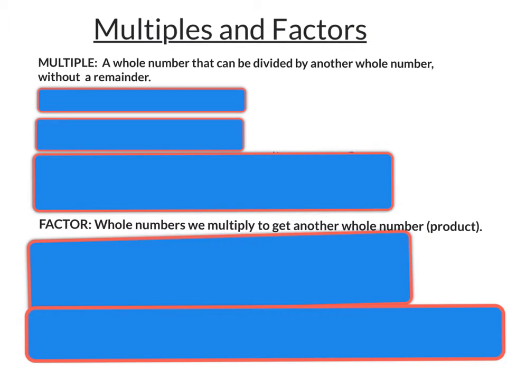Today we're going to be talking about multiples and factors. The multiple of a number is a whole number that can be divided by another whole number without a remainder. A factor is a whole number we multiply with another whole number to get a product, which ends up being our third whole number.